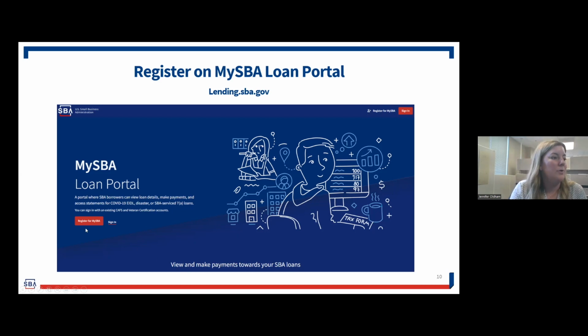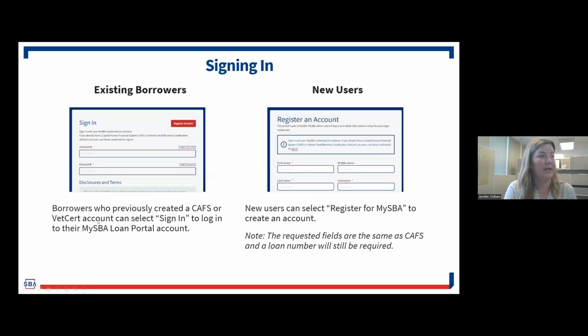So if you have never registered, you'll click register. I will point out, if you previously had, we were advising people to sign up for a different system called CAFS, C-A-F-S. It stands for Capital Access Financial System. If you had already created an account in CAFS, that login transfers to this system, so you don't need to register. You would just click sign in, and you could sign in using that same user ID and password that you created in CAFS. But otherwise, if you don't have a CAFS account and you've never used it, you're going to click register for my SBA.